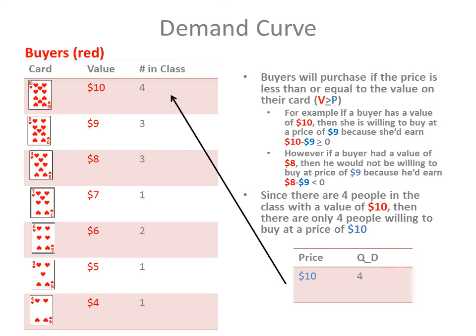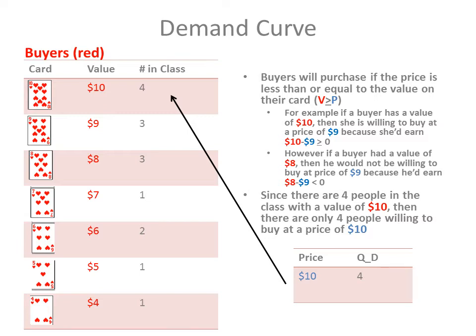For example, if a buyer has a value of $10, then she is willing to buy at a price of $9 because she'd earn $10 minus $9, which is greater than 0. However, if a buyer had a value of only $8, then he would not be willing to buy at that same price of $9 because he'd earn $8 minus $9, which is less than 0.